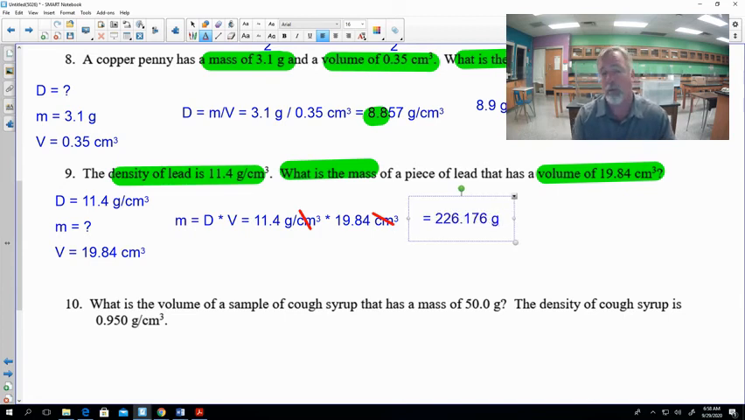We're just left with grams here, which is good, right? We canceled our units. We're left with grams, which is right. We're looking for grams, we're looking for mass. So we know we've done our units right, our formula right.